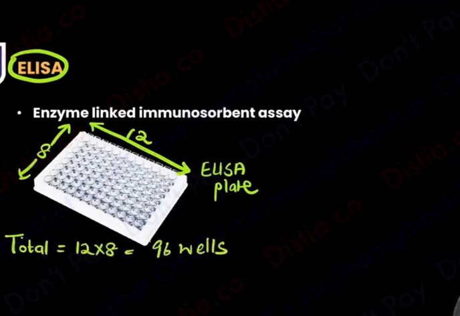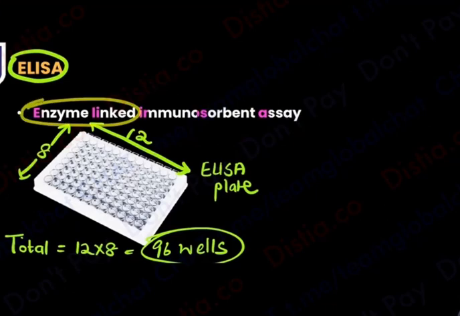This could be a question in path, micro or biochem, wherever ELISA is used. Okay, so 12 and 8, total 96 wells, 96 testings can be done at the same time. Such a useful thing. But what is ELISA? Enzyme linked immunosorbent assay. So it's an assay, a test in which I'm doing some immuno antigen-antibody stuff, but that is with the help of an enzyme.